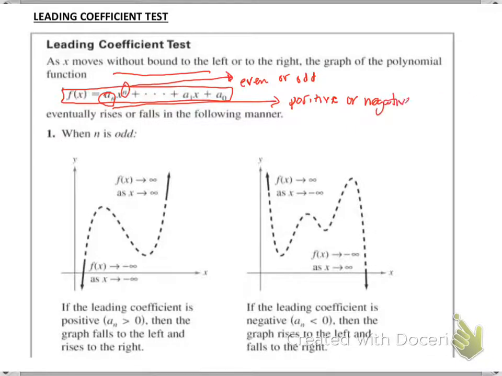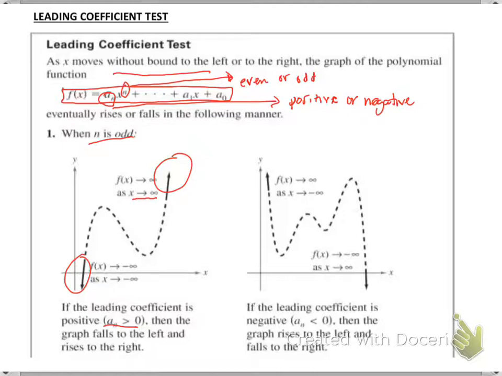Okay. And I'll tell you a couple things. So here's the different combinations. And you have it on one page, but I had to break it up into 2 pages. So if n is odd and a sub n, that leading coefficient, is positive, then that means as x goes to positive infinity, as x goes to the right, the function will go up eventually. And as x goes to the left, the function will go down eventually. So that's if n is odd and a sub n is positive.